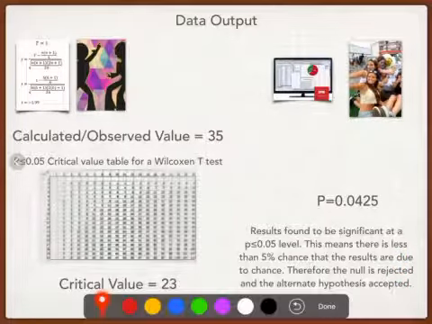Okay, and that's what the p-value is. It means there is, in this case, a 4.25% chance that you have made what's called a type 1 error, which means saying that it was significant and it wasn't. But it's a very small chance, so you would accept your alternate hypothesis.